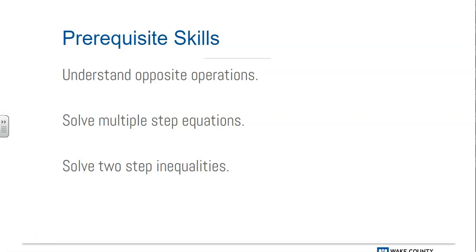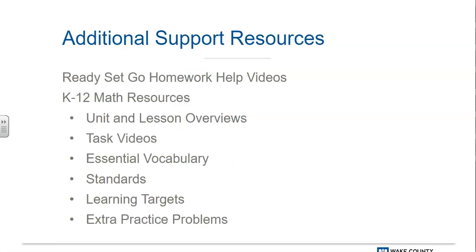Here are some key skills needed to be successful with the content in this unit. You should understand opposite operations, be able to solve multiple-step equations, and be able to solve 2-step inequalities. In addition to your teacher and school-based resources, there are several additional resources available. The Ready, Set, Go homework help videos are housed in the Canvas site for your class. You can access these in Canvas using your student login. If you do not know how to log into Canvas, ask your teacher for help.